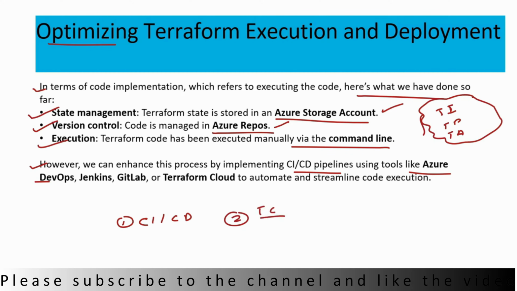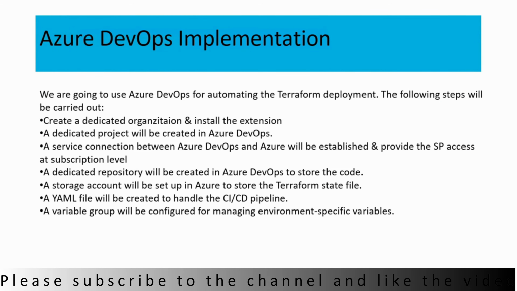We are going to have a dedicated video to discuss the Terraform Cloud implementation. And in terms of CI/CD implementation, we have options. For this part, we are going to select Azure DevOps. For Azure DevOps implementation, we are going to follow the below steps. The steps are: create a dedicated organization and install the extension. A dedicated project will be created in Azure DevOps. A service connection between Azure DevOps and Azure will be established, and provide the SP access at subscription level.